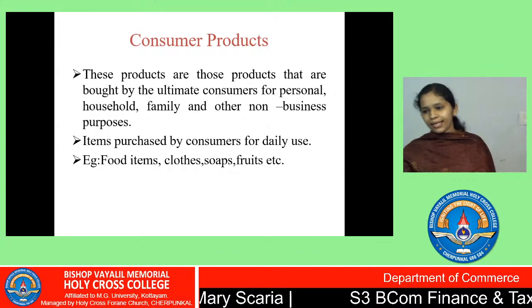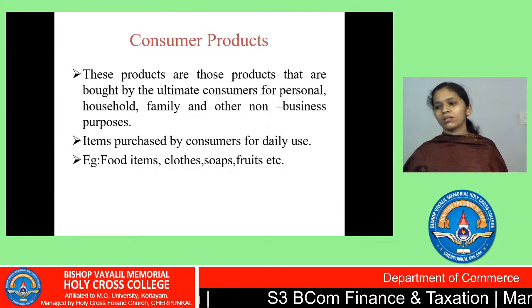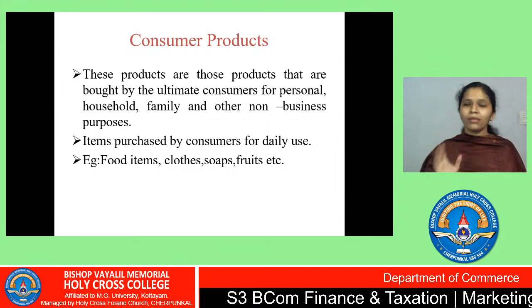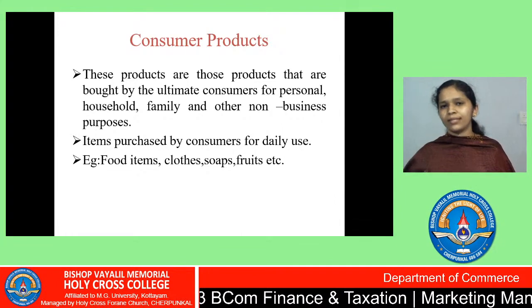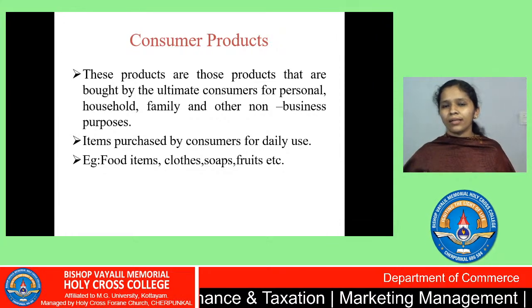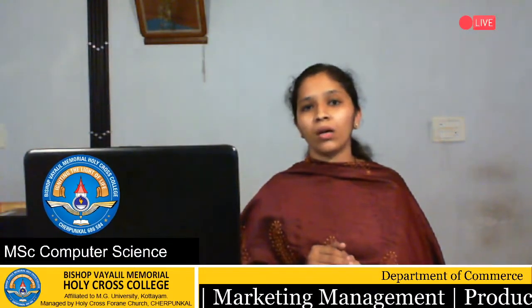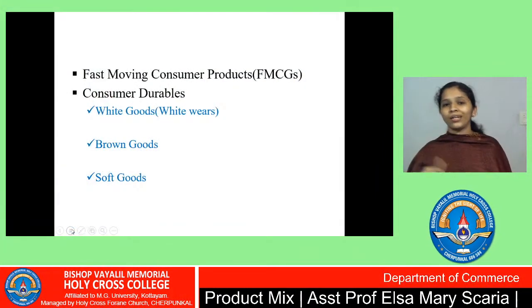This is for the ultimate consumption. So the items purchased by the consumers for daily use. Example, food items, clothes, soaps, fruits, etc. So this is a basic classification of products: industrial products and consumer products. Industrial products are the products required for the production of a finished product, that means raw material. Then consumer products means these are the goods bought by the ultimate consumers for final consumption. So again, these consumer products are classified into different heads.